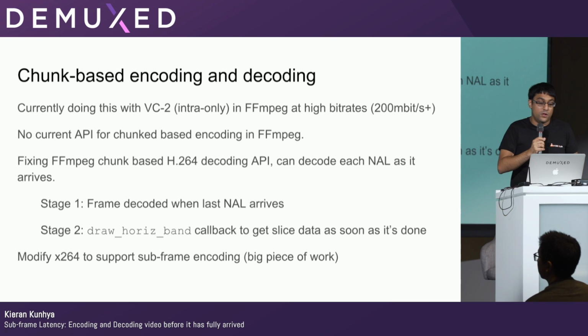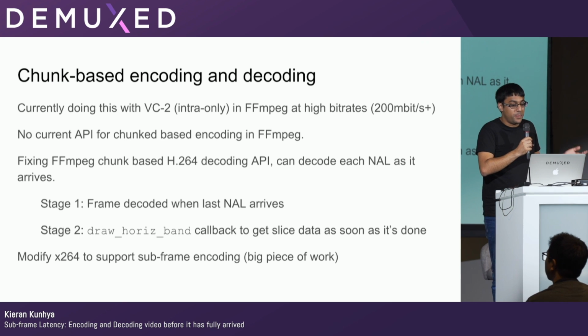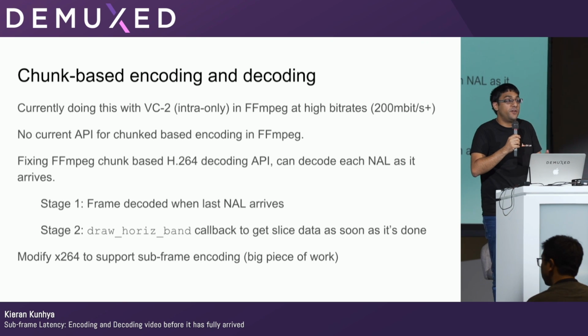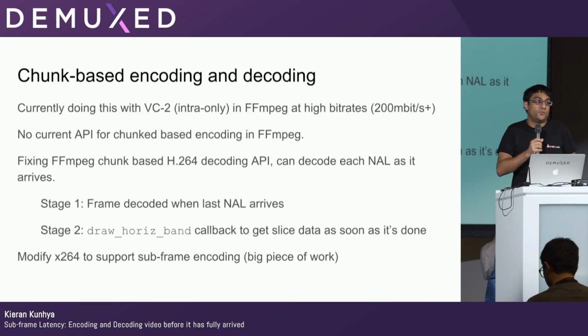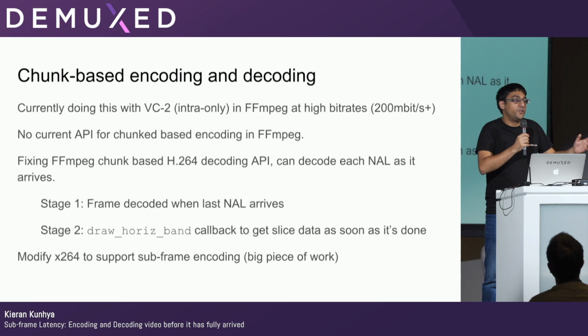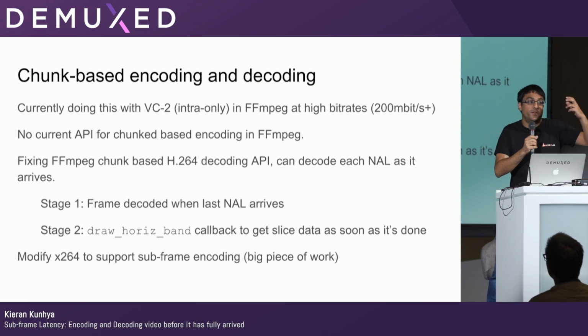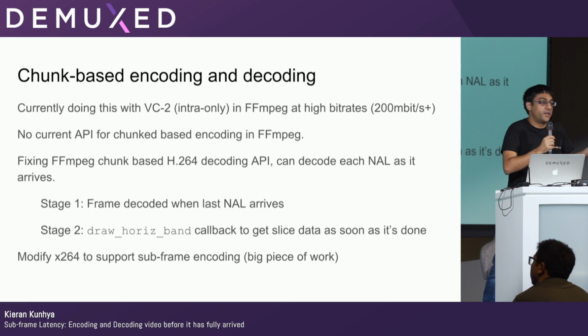So we're fixing that. What we do is decode each NAL as it arrives, and therefore, when the last NAL arrives, the frame is essentially done. So that's stage one of doing this. And the next step is to use the draw horizontal band callback. That basically is a callback that says, I have sliced data available now. And that's really good, because I can then render that data straight into my hardware immediately as soon as I get it. And also quite useful, because the data is fresh in cache.